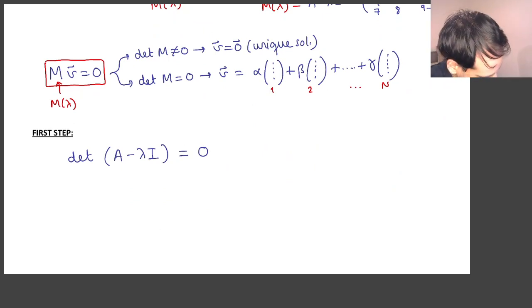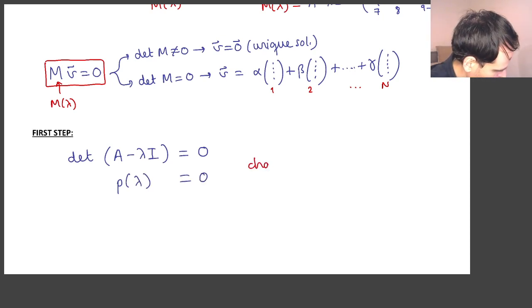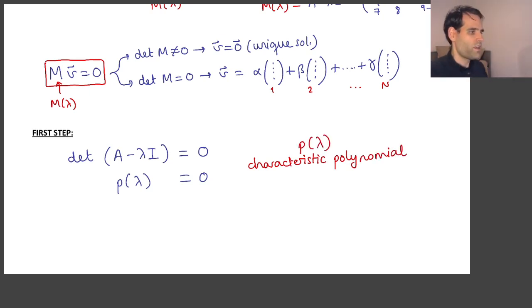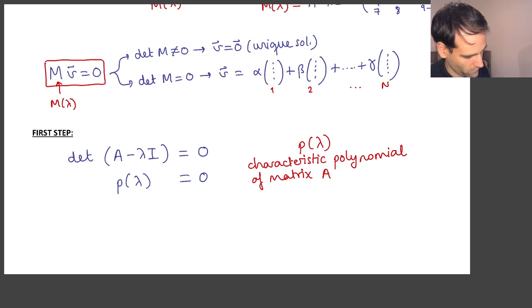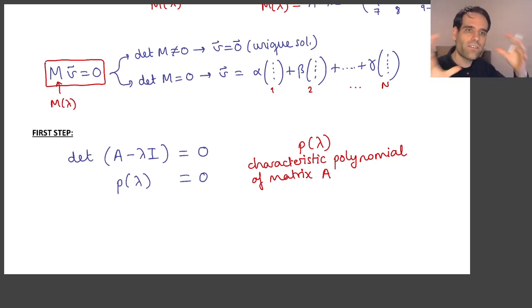So it will be p of lambda equals 0. And this is called the characteristic polynomial P of lambda of the matrix A. So now it's a polynomial, and therefore you can always factor out a polynomial into its roots, right?